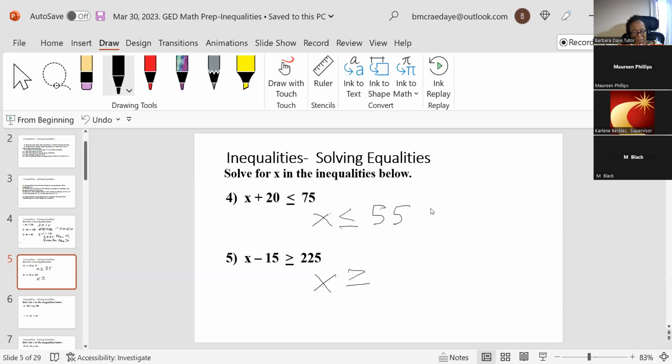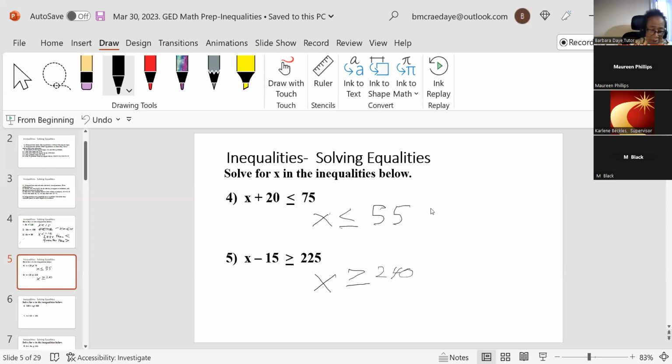210. You subtracted 15, so you've got to add it. Oh Lord, I forgot that. So, what's the answer, Mercedes? Okay, let me give you the answer in one second. Mental math. 225 plus 15. It's 240. That's right. Nice, easy numbers.